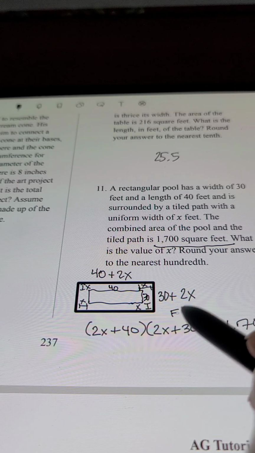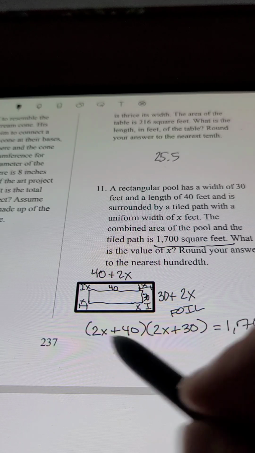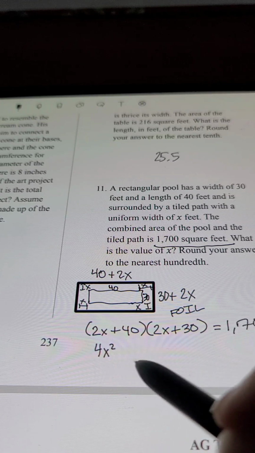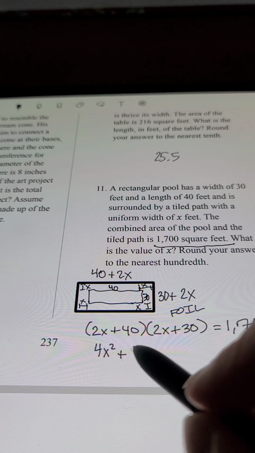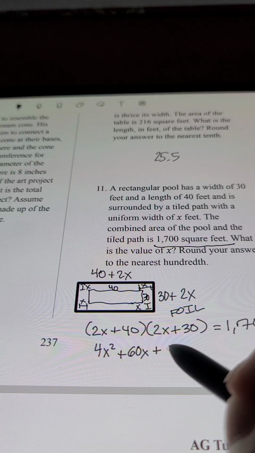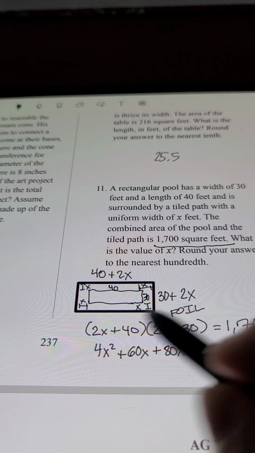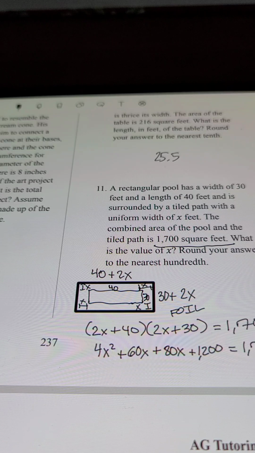So now let's FOIL, because we have 2 terms plus or minus in parentheses times 2 terms plus or minus in parentheses. So 2X times 2X is 4X squared. And then O stands for multiply the outer, so 30 times 2X is 60X. I stands for multiply the inner, so 40 times 2X is going to be 80X. L stands for multiply the last, so that's going to be 40 times 30. So it's going to be 12 and 2 zeros, so 1,200 equals 1,700.